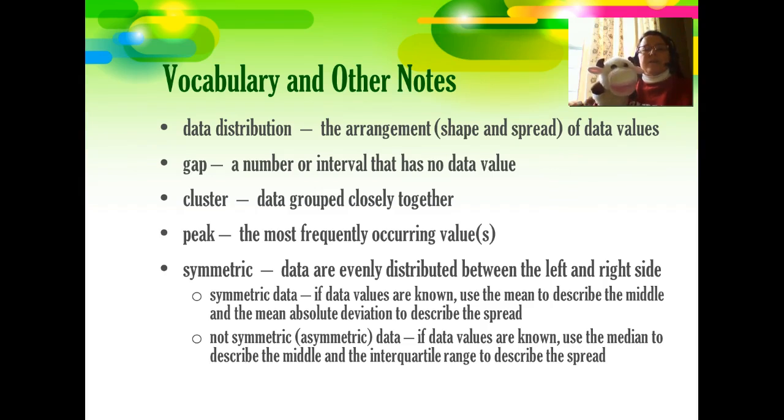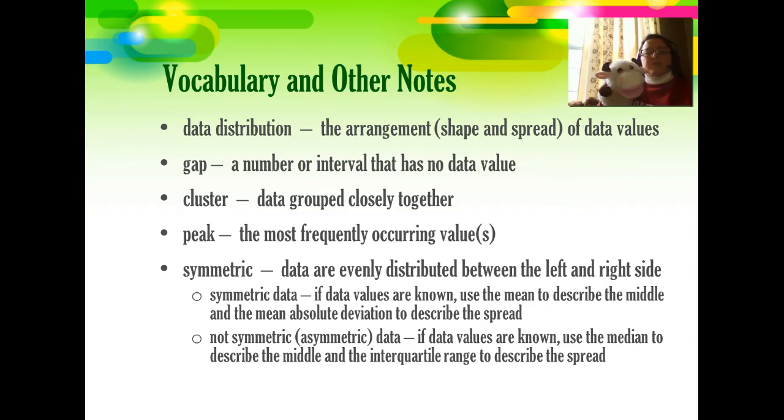There are many different ways we can describe the shape and spread of the data. One word we use is gap. A gap is a number or interval that has no data value. Cluster is data grouped closely together. Peak is the most frequently occurring value or values. This would be the same thing as the mode. Symmetric means that data are evenly distributed between the left and right side.